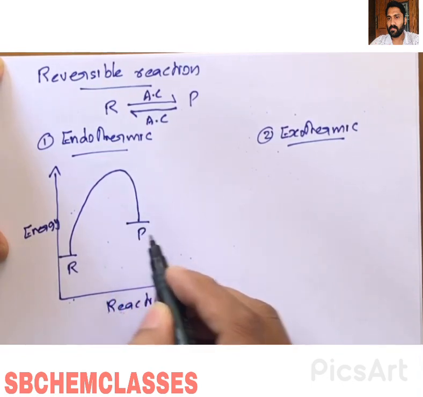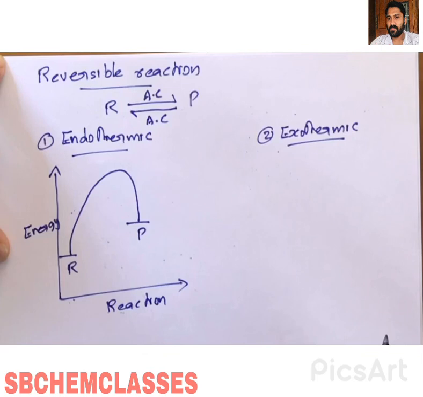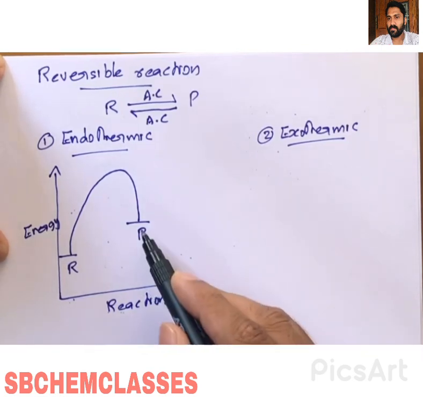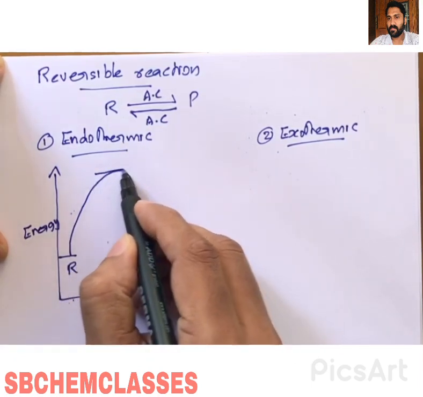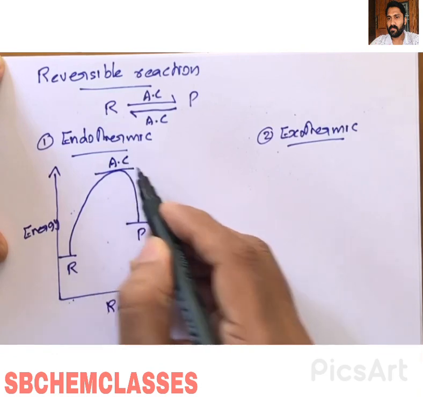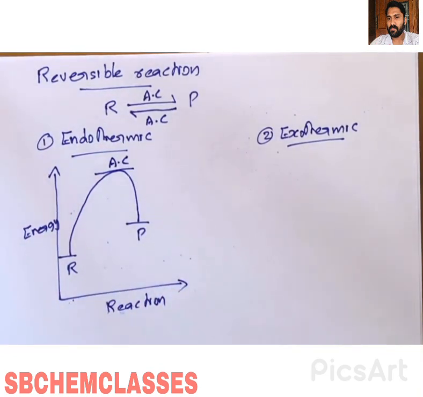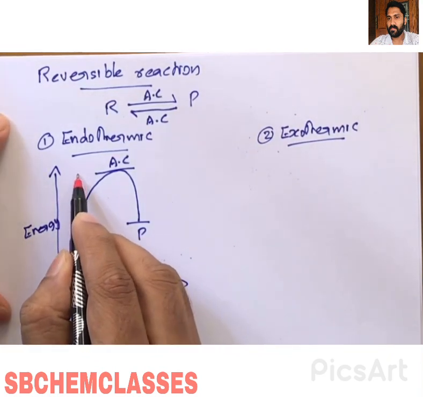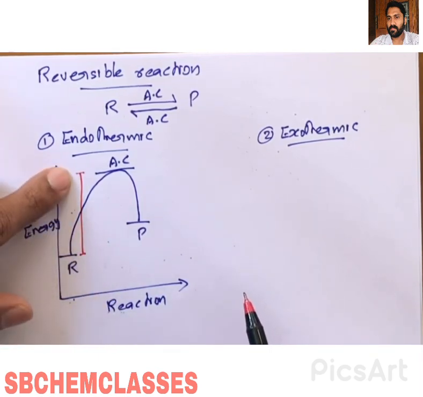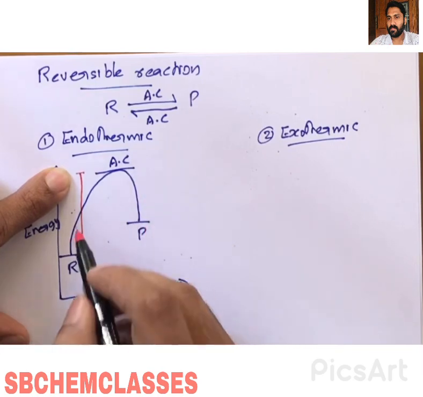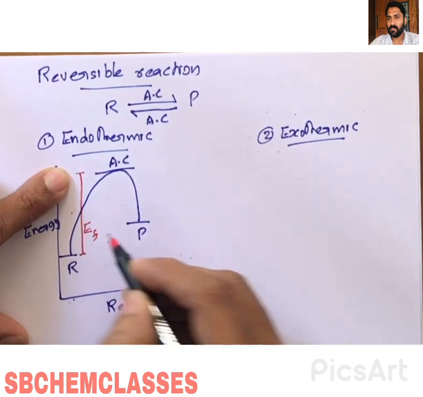Endothermic process means energy is absorbed during reaction. So, energy of product will be greater than energy of reactant. We know this state is activated complex. What will be activation energy of this reaction? That is, we know, E. This is activation energy of forward reaction. So, I am representing as EF.